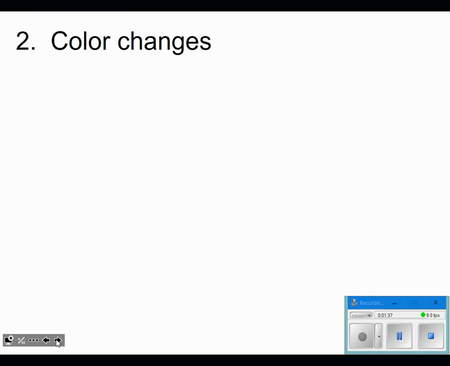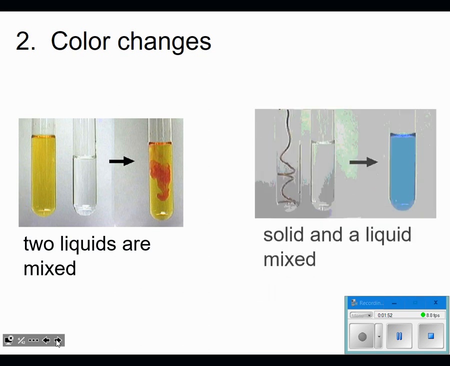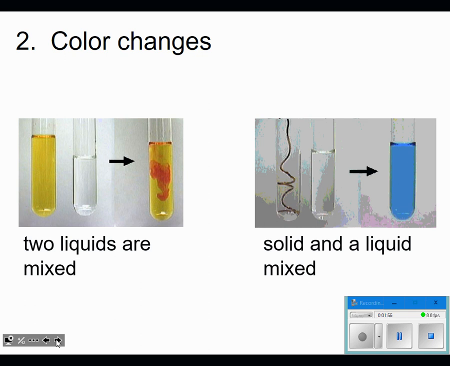The other thing would be a color change. So we might put two liquids together. These liquids are yellow and colorless, but when they're mixed, they create a red color. That is an indication that there's a chemical change or chemical reaction going on. Then also you could put a solid into a liquid and end up with a different colored liquid. This is actually copper in a chloride solution like hydrochloric acid, and it'll make copper chloride.